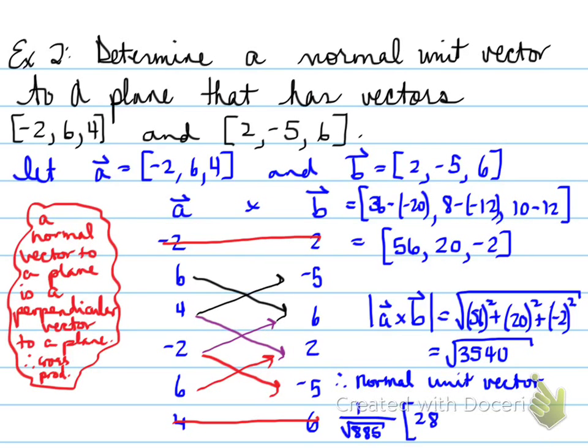times a vector of 28, 10, and -1. And that's simplified. So this is the normal unit vector, a normal unit vector to this plane. Hopefully this helps. We're on to the next part.